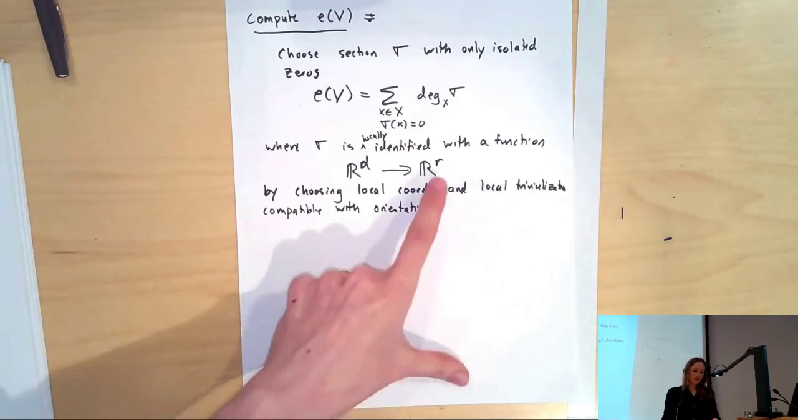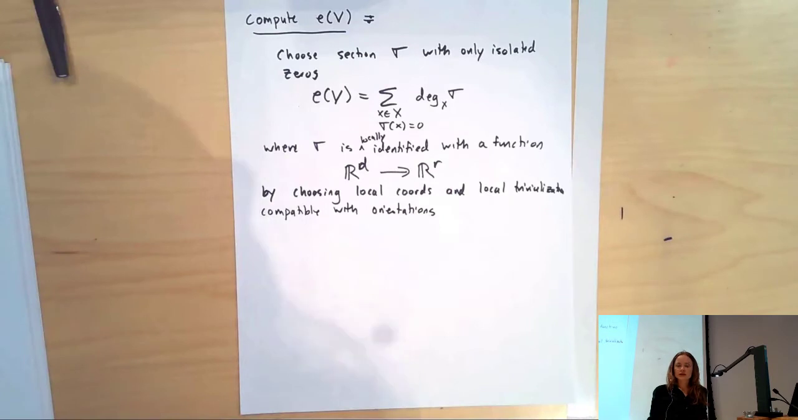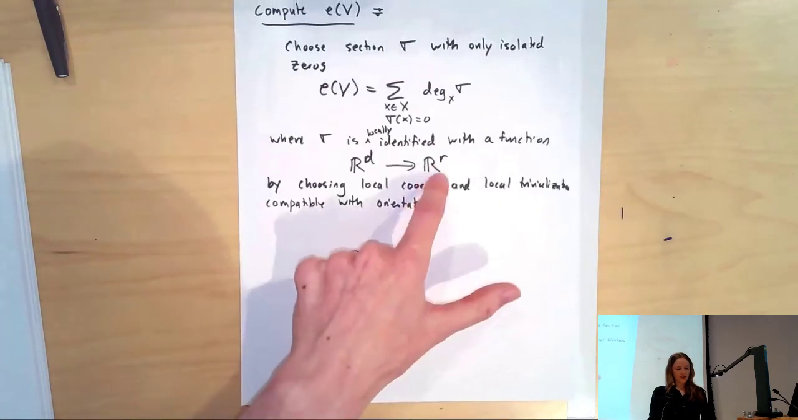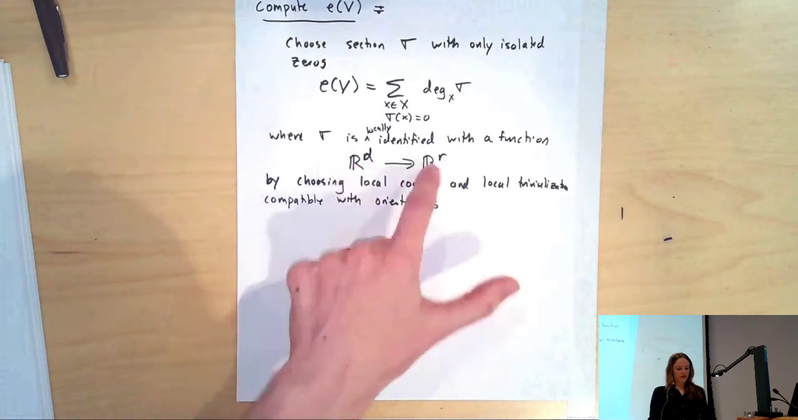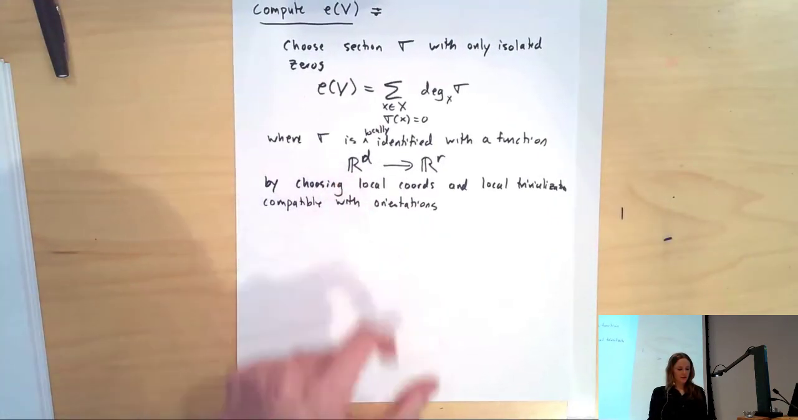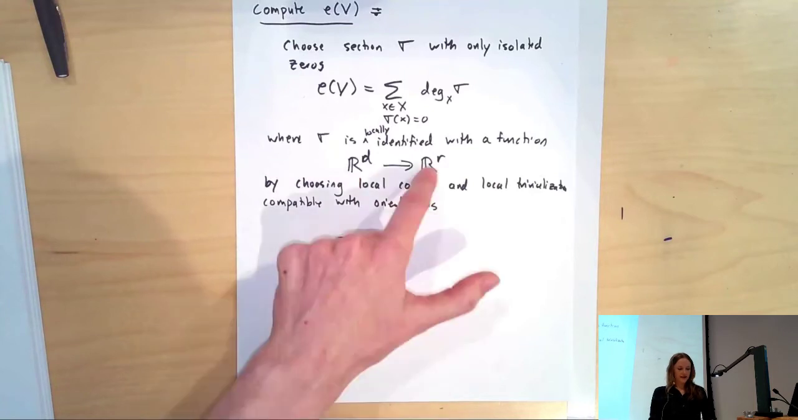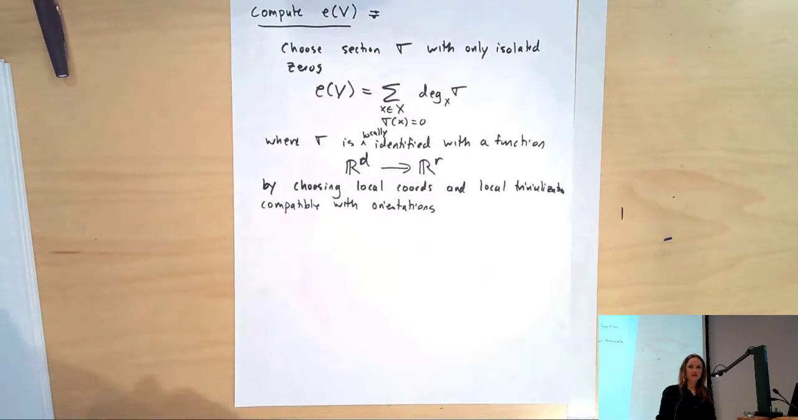If we composed our trivialization with a new element of GL_R, and it had negative determinant, we would change this local degree, so that wouldn't make sense. But if we changed both of them simultaneously, both the coordinates on X and the trivialization on R^R, we would still get the same answer.